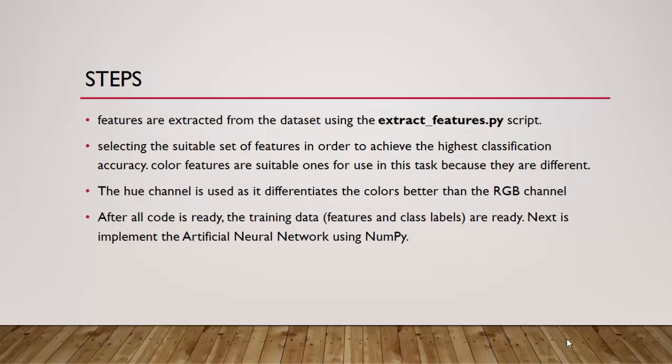Continuation of the steps, we used features extracted from the dataset using the extra features.py script, as you'll see in the coding, selecting the suitable set of features in order to achieve the highest classification accuracy. Color features are the suitable ones to use in this task because colors are different. The hue channel is used as it differentiates the colors better than the RGB channel.